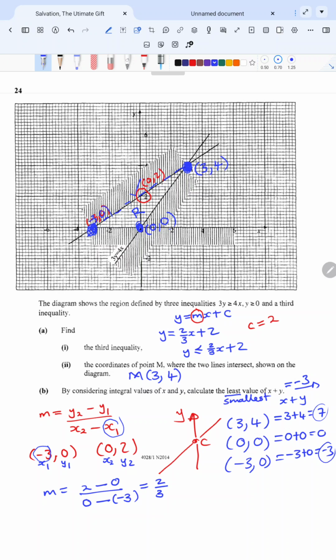Since -3 is a number which is less than 0, which is less than 7.